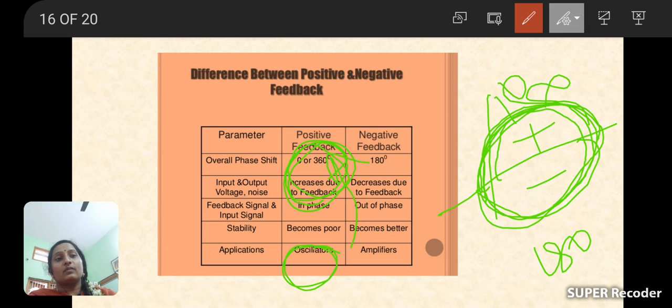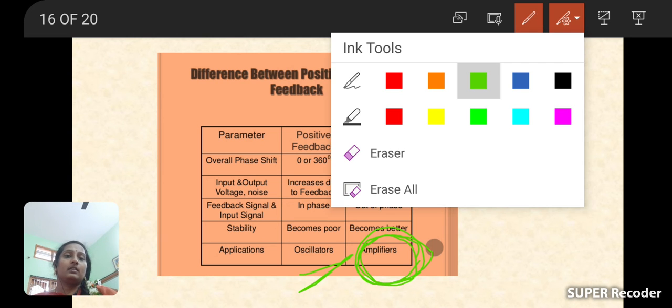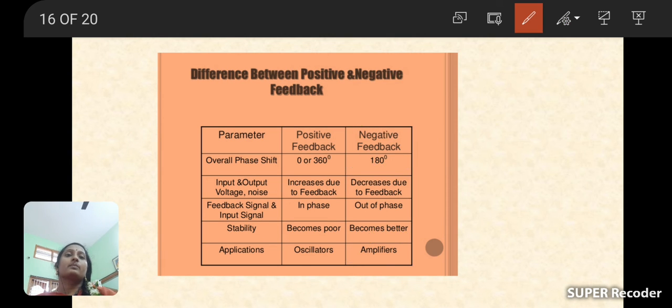Okay, that's why the main and important application of positive feedback is oscillators. All oscillators have feedback of 0 or 360, and in negative feedback, only 180 degrees is produced, and that is used in amplifiers. These are the main differences between positive feedback and negative feedback.